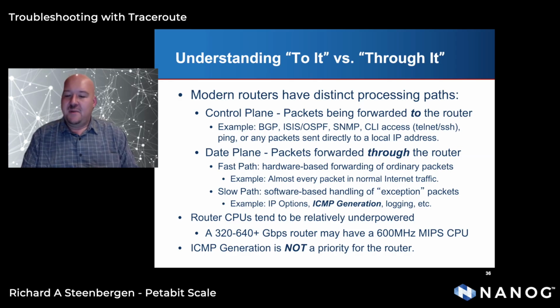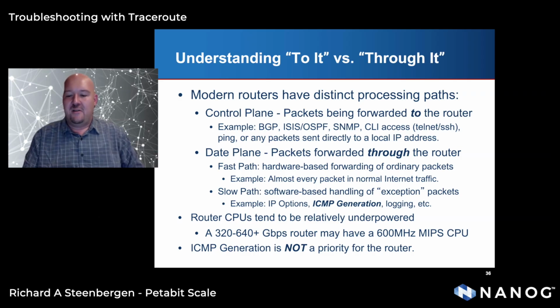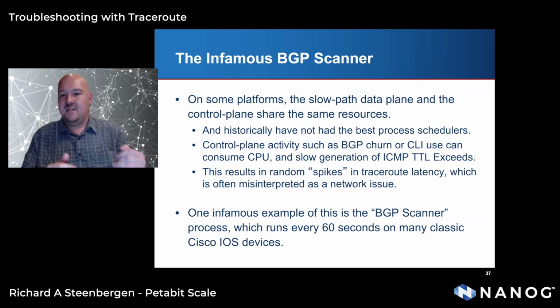And the router CPUs that are out there, there are still absolutely deployed in this world 320 to 620 gigabit per second devices that have a 600 megahertz MIPS processor. They're very, very slow. And ICMP generation is not a priority for your router. So this is where you tend to see false things pop up. So on a lot of platforms that are out there, especially legacy platforms, what you have is the slow path data plane and the control plane actually share the exact same resource.